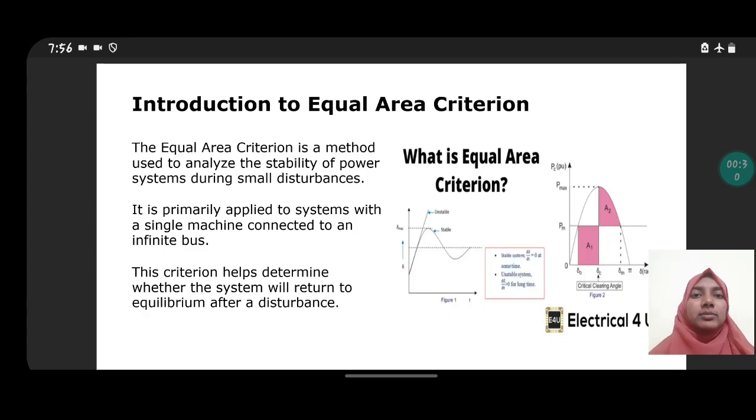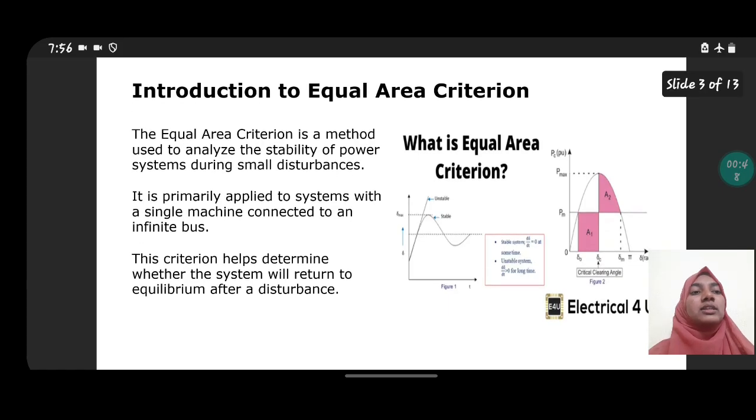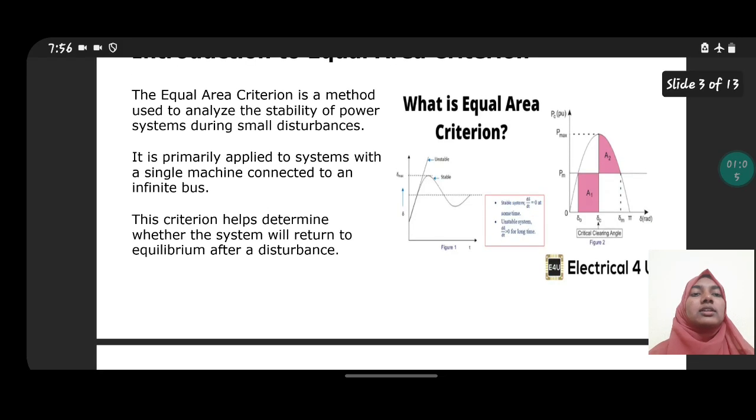Equal area criterion is a graphical method which is used to analyze the stability of power system during small disturbances. It is used when the system has any small disturbances. It is primarily applied to a system with a single machine connected to an infinite bus. This criterion helps determine whether the system will return to equilibrium after a disturbance.